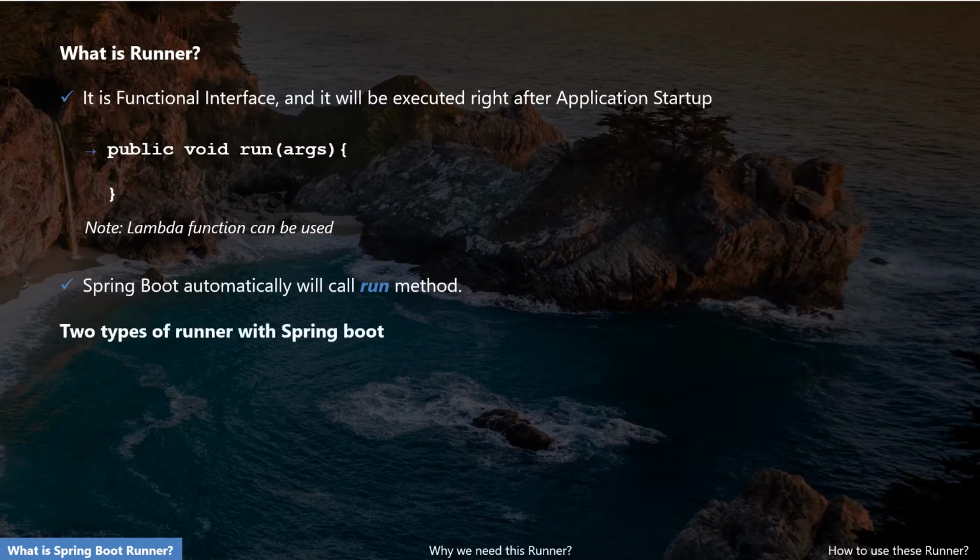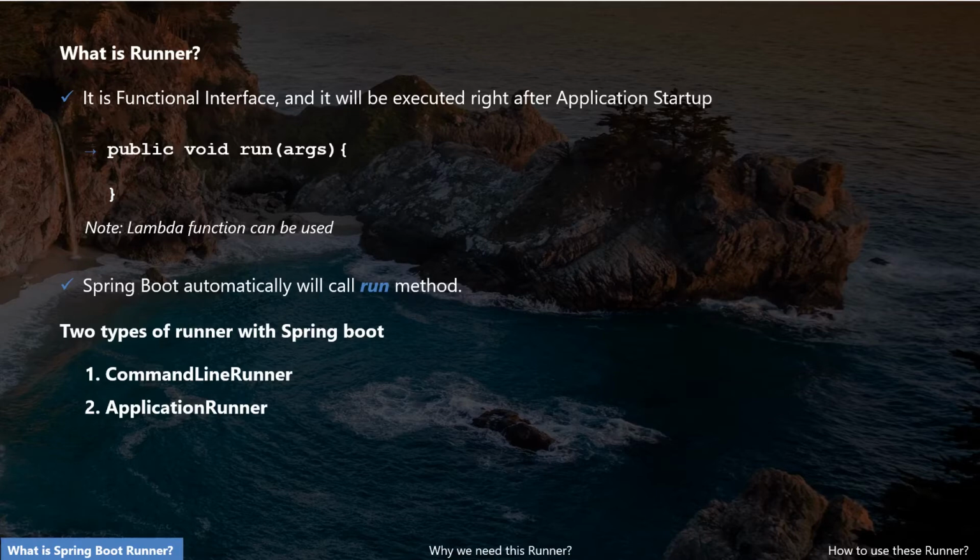There are two types of runners we have in Spring Boot. One is CommandLineRunner and the second one is ApplicationRunner. Both are functional interfaces with only one method, run. So next question is, what is the difference between these two? We have only one difference here: ApplicationRunner is a little bit more advanced and gives a little bit more control over arguments. CommandLineRunner takes an array of strings as argument, whereas ApplicationRunner takes an ApplicationArguments object, which gives a little bit more control over the arguments of the run function.